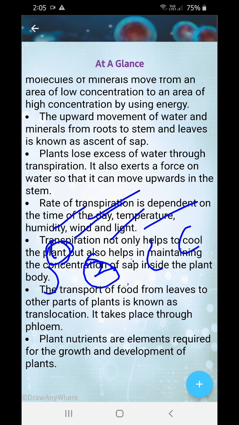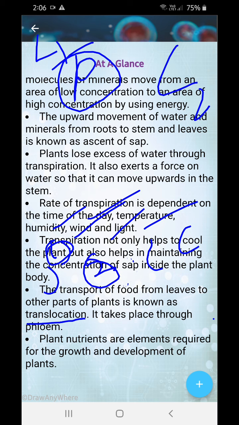Okay. Next, the transport of food from the leaves to other parts of the plant is known as translocation. Okay. Suppose through a phloem, the food goes from leaf 1 to leaf 2. So then what will be the process? Translocation.